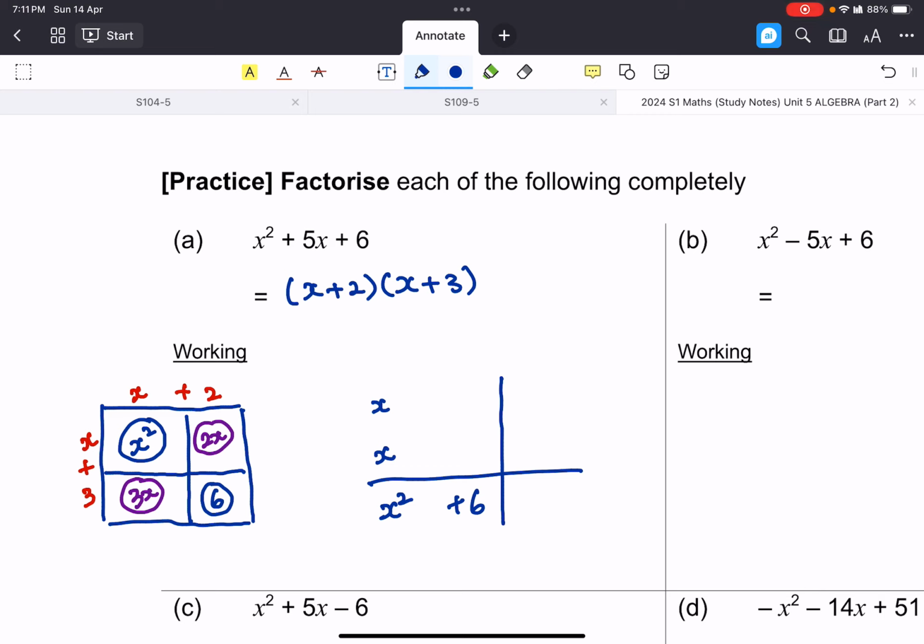And for 6, I also want to find the combination. So earlier, we already know that the combination is 2 and 3, but it could be 6 and 1 as well. So how do we know which combination? We need to look at the middle term that we have neglected so far. The middle term is 5x. Now, it's important that we recognize that it's positive 5x, because whether it's positive or negative makes a difference in our process.